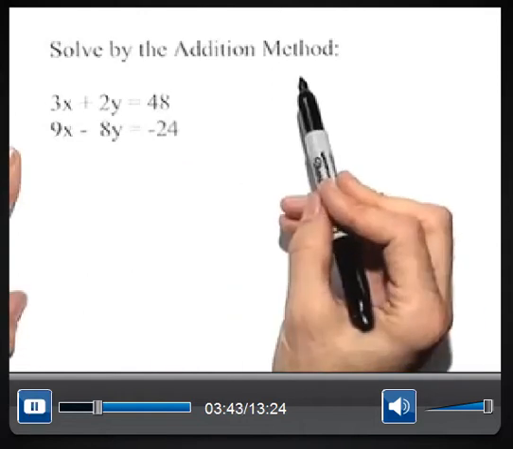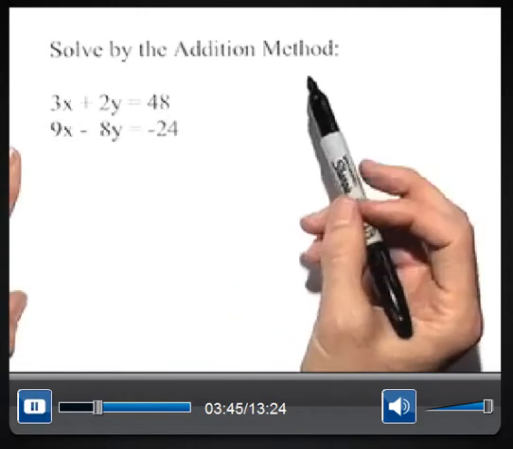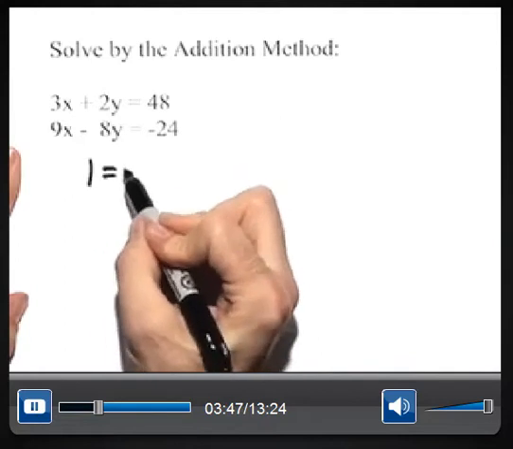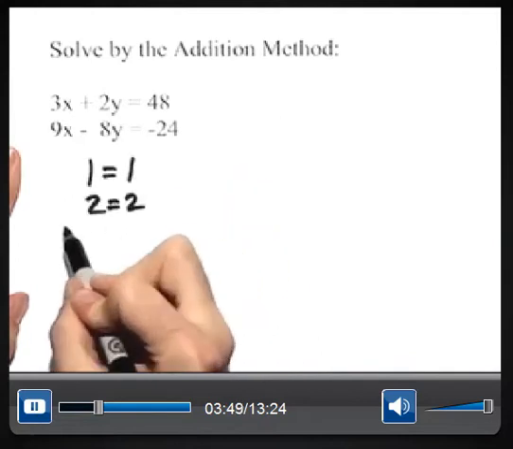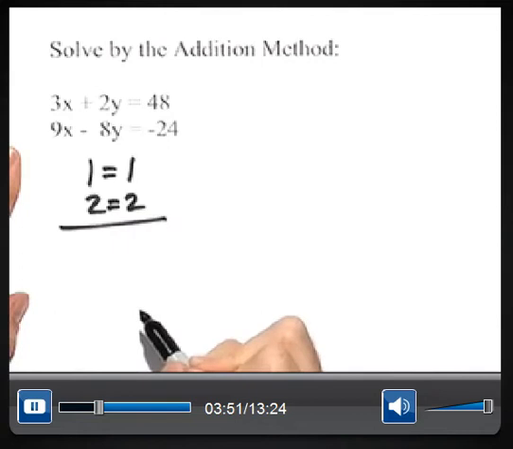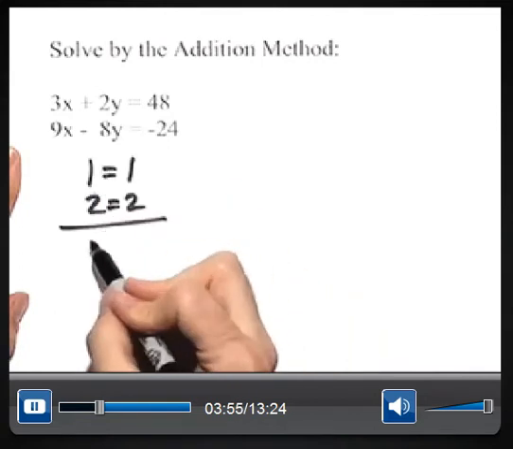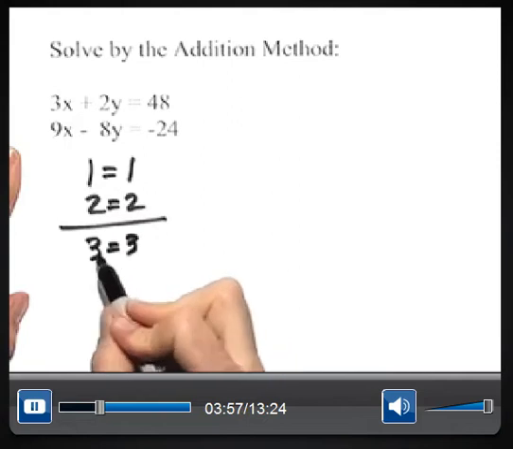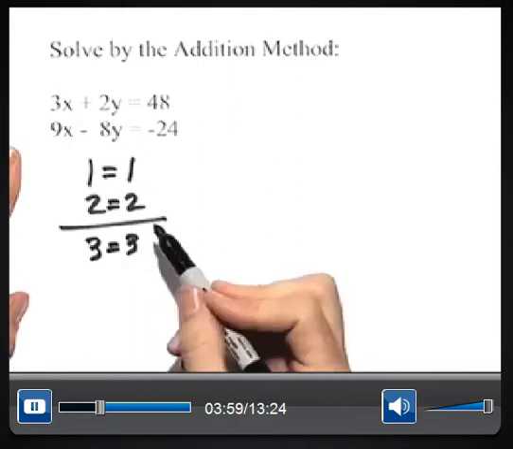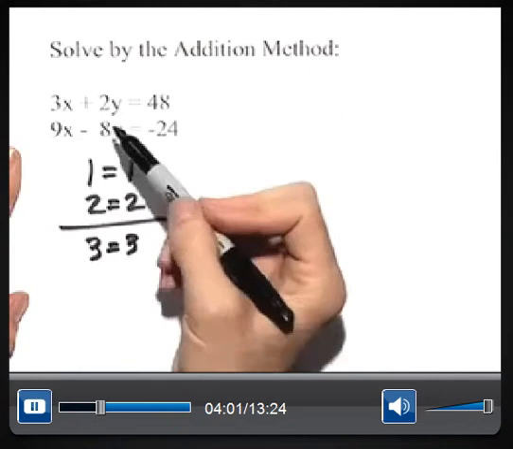The way the addition method, or the elimination by addition method works, is given the fact that you have two equations, you can always add them together to make a third equation. For example, you know that 1 equals 1 and 2 equals 2. If you add down, you get another true equation, 3 equals 3. But how can we apply this to help us solve for x and y?